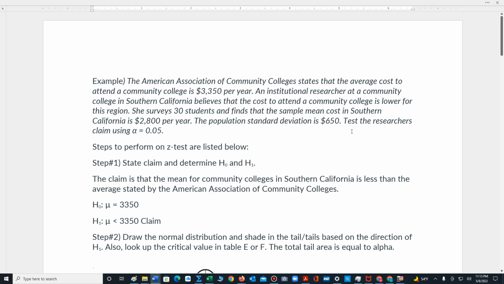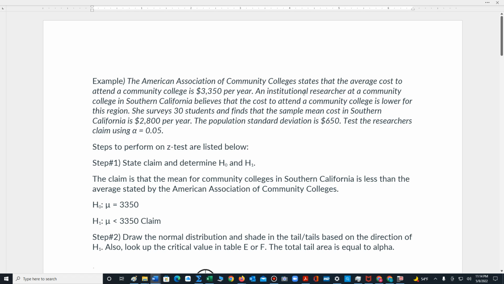In this video, I will review how to perform a z-test. Let me review the example. The example states the following. The American Association of Community Colleges states that the average cost to attend a community college is $3,350 per year.